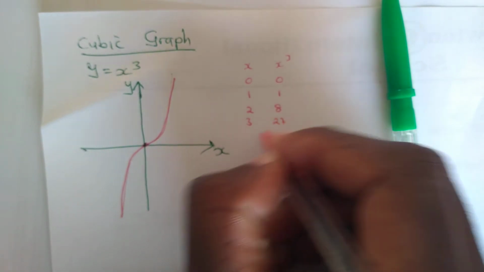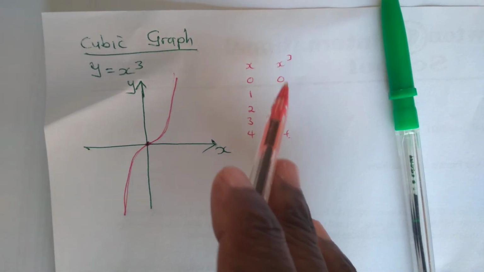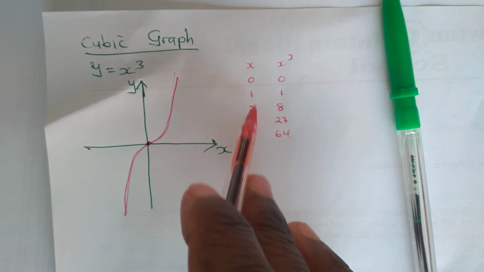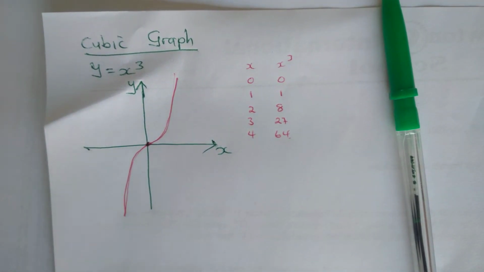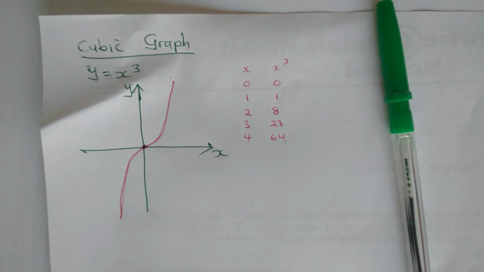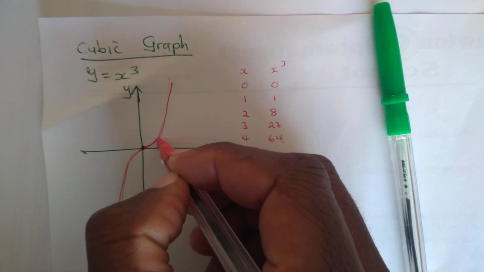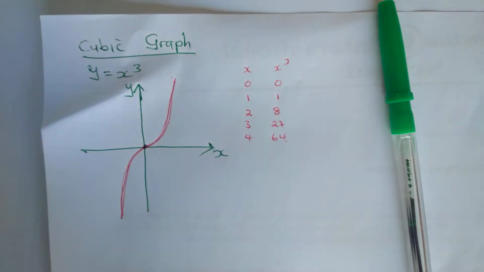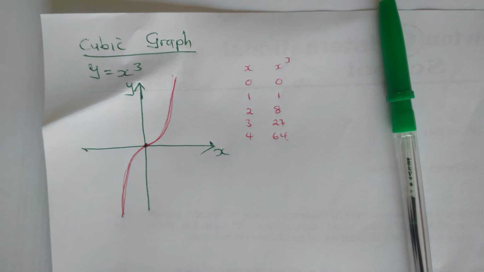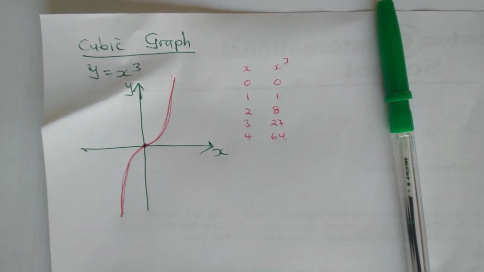This is 27.4. So the values of x are increasing steadily, but the values of x cubed are increasing very fast. That is why this graph is not straight, but keeps on increasing like this one. And on the negative side, the same applies. That is a cubic graph for y equals x cubed.